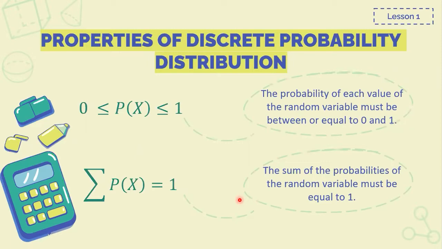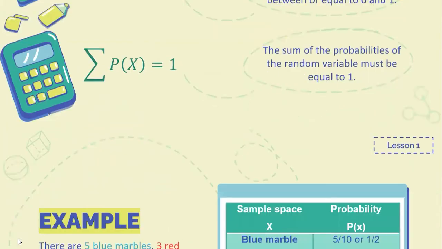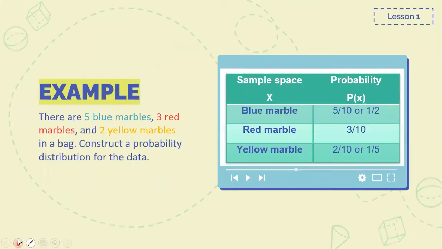Okay, let's go back to our example here and check if this table satisfies the properties of a discrete random variable. Let's first check the probability of each random variable. It must be between or equal to 0 and 1. As we can see here, 5 over 10, 3 over 10, and 2 over 10 are all between 0 and 1.